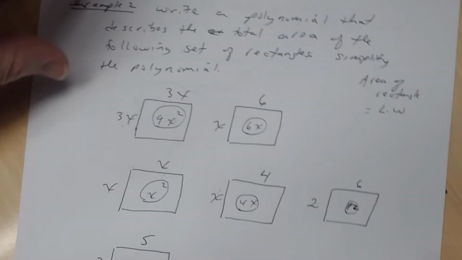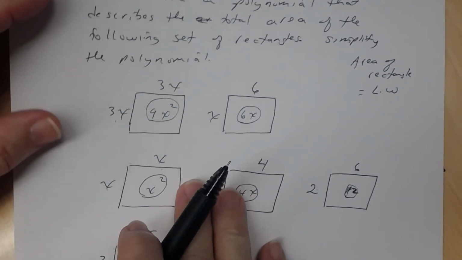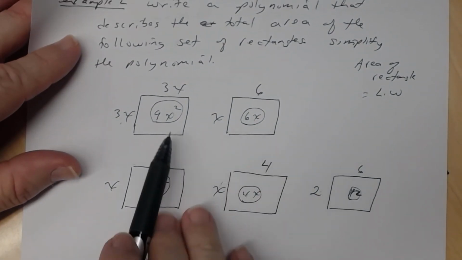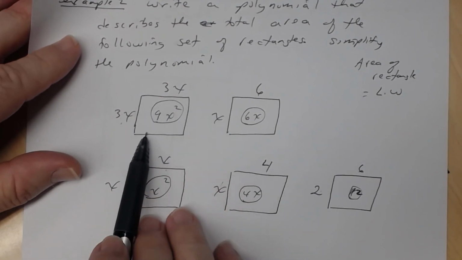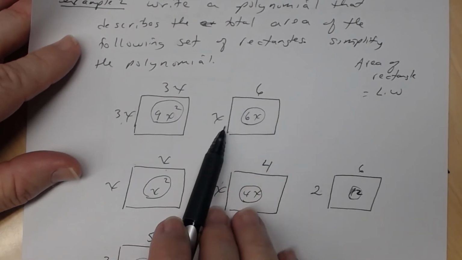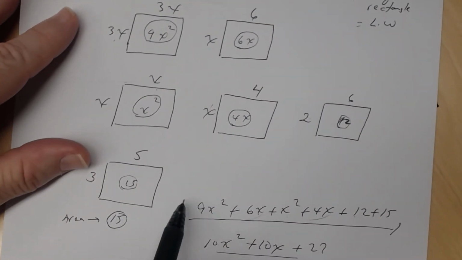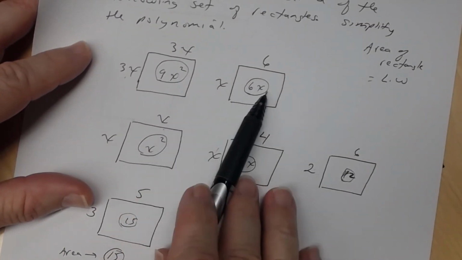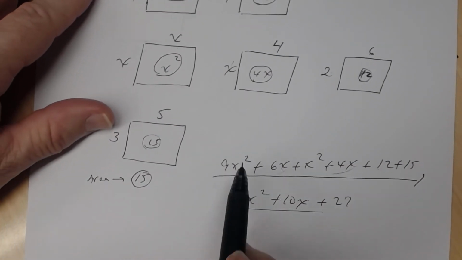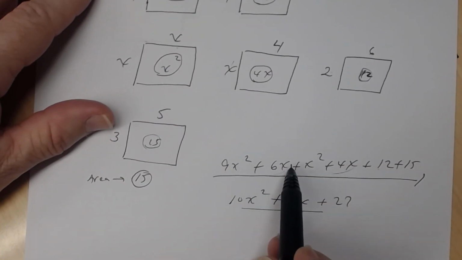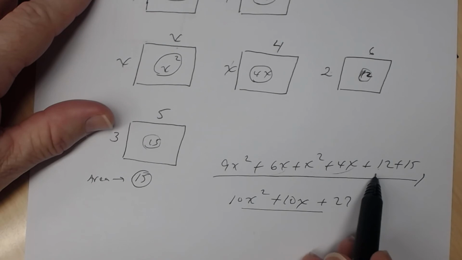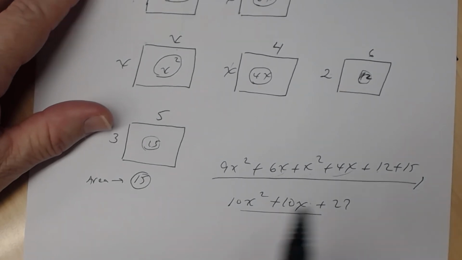All right. So example 2 dealt with finding the area. Remember, area is length times width. So 3x times 3x is 9x squared. 6 times x is 6x, and so on. x times x is x squared. And here, look, there's 1, 2, 3, 4, 5, 6. So I have 6 terms, and then you combine them.